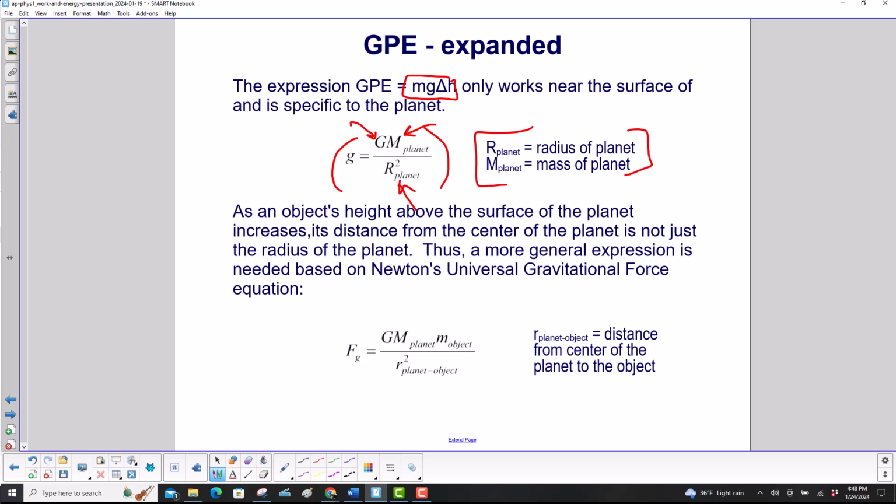As an object's height above the surface of a planet increases, its distance from the center of the planet is not just the radius of the planet anymore. Thus, a more general expression is needed based on Newton's universal gravitational force equation. This time, the force will be G m planet m object over r squared, where r planet-object is the distance from the center of the planet to the object.